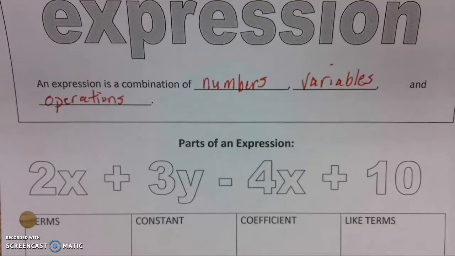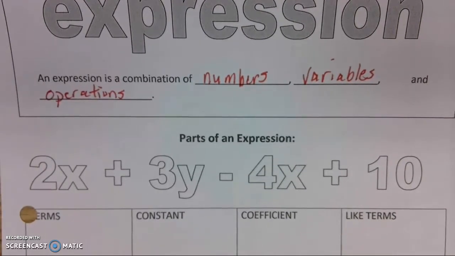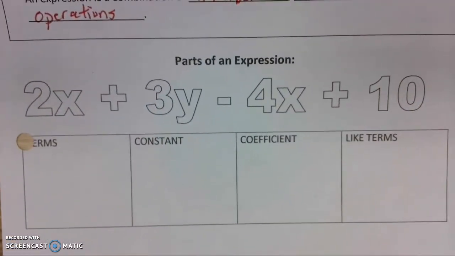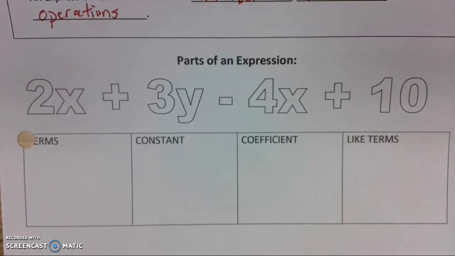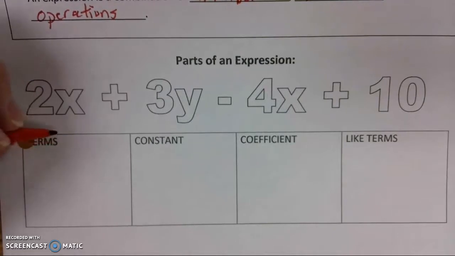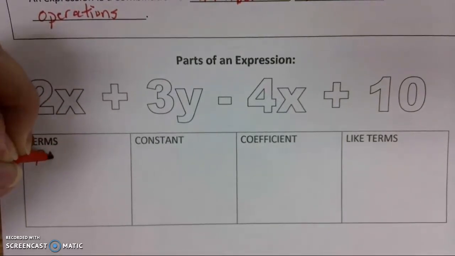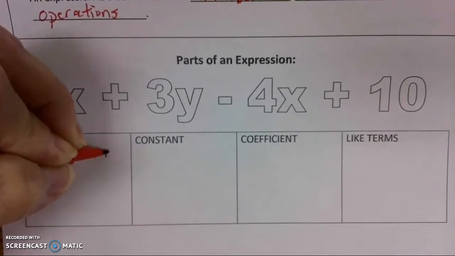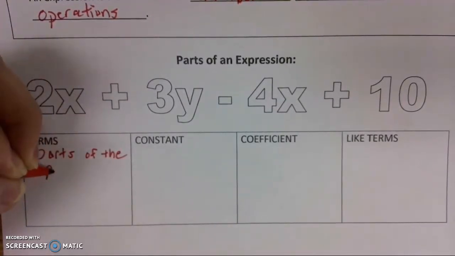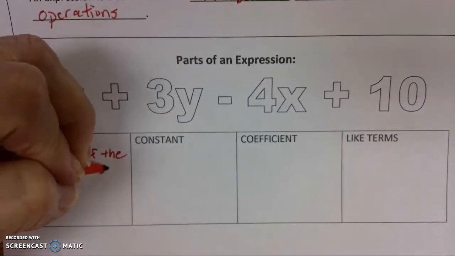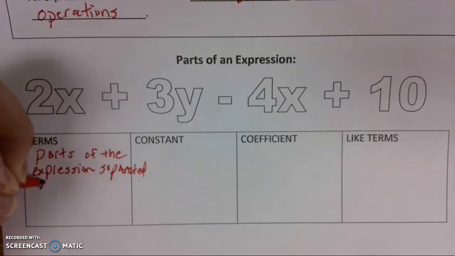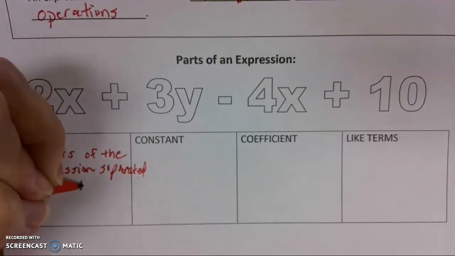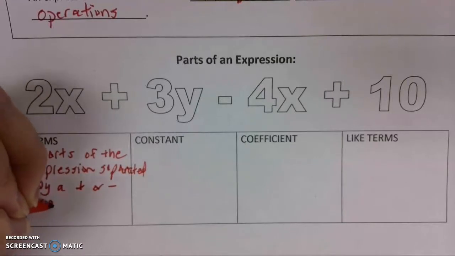An expression has parts, and when we look at the parts of the expression, we're going to look at terms, constants, and coefficients. So let's first talk about terms. The terms of the expression are the parts of the expression separated by a plus or minus sign.